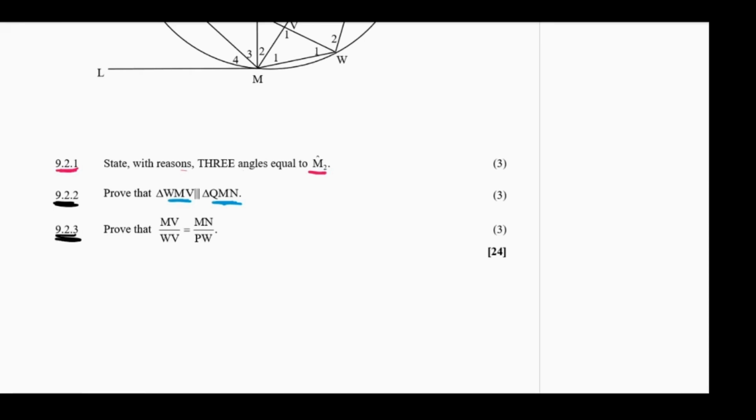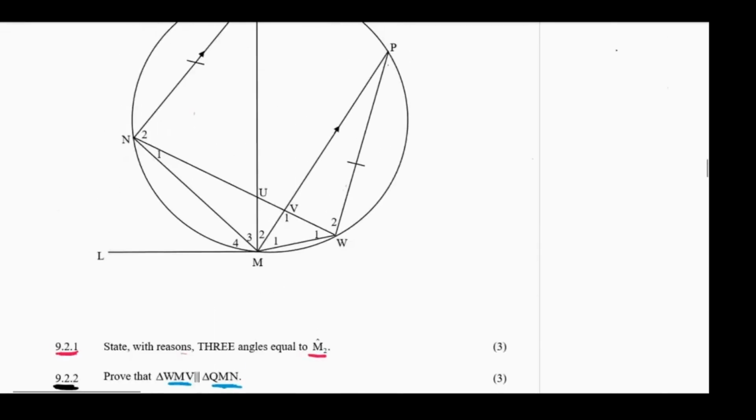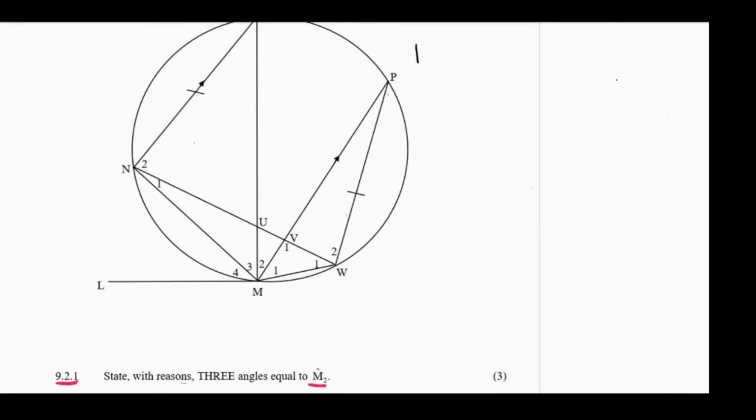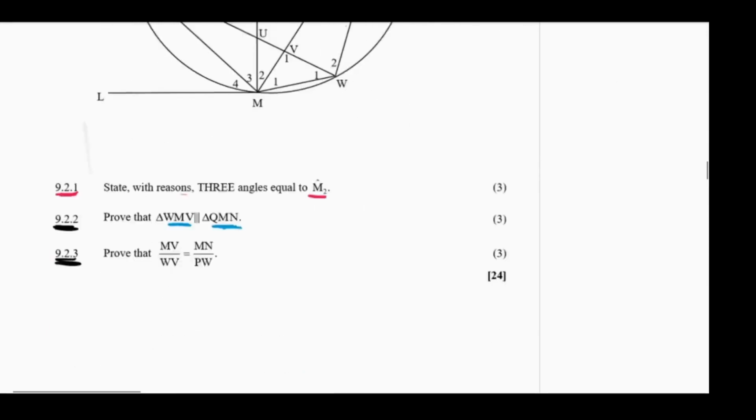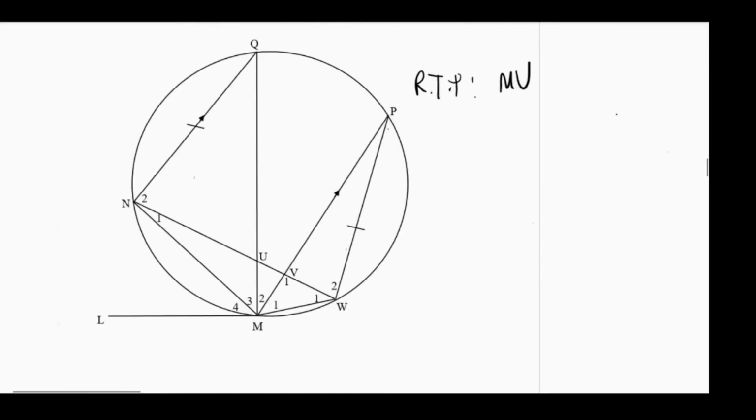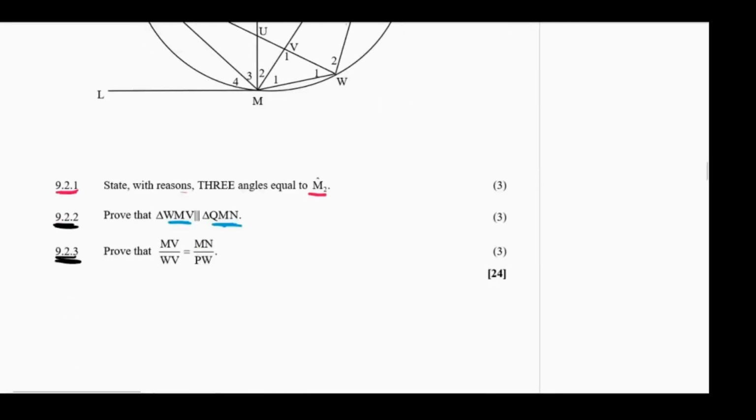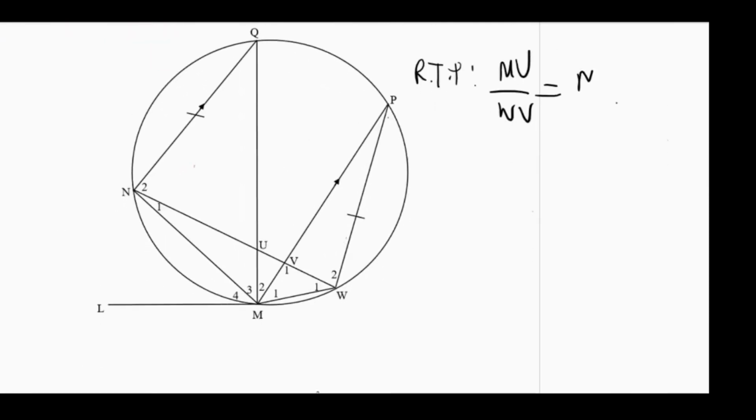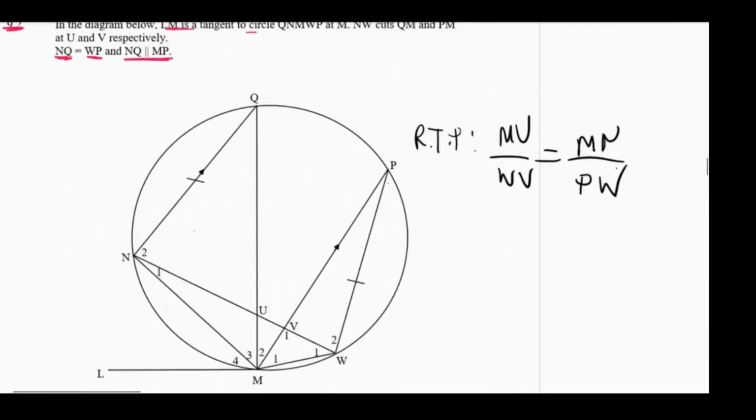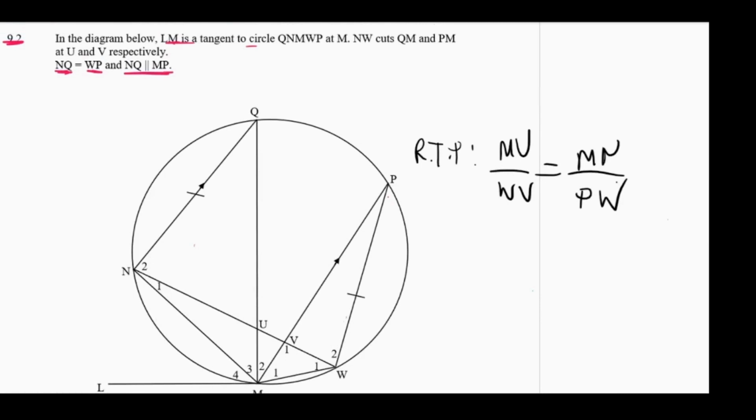9.2.3. We are asked to prove that MV over WV is equal to MN over PW. I just want to write that down. Required to prove that MV, so let me write it nicely, over WV is equal to MN over PW, right? So you're required to prove that this ratio is equal to this ratio, right?